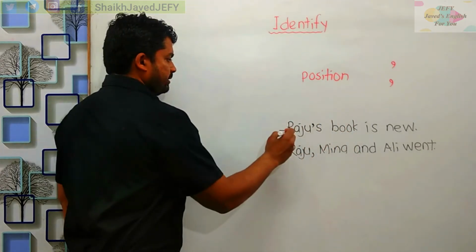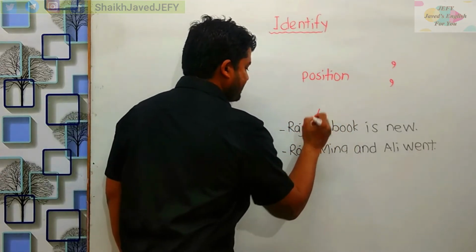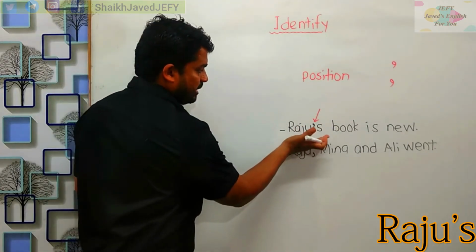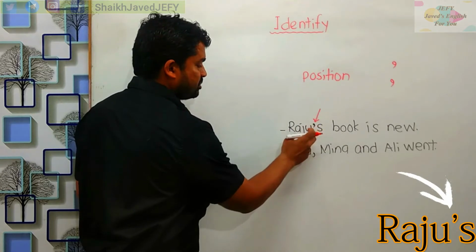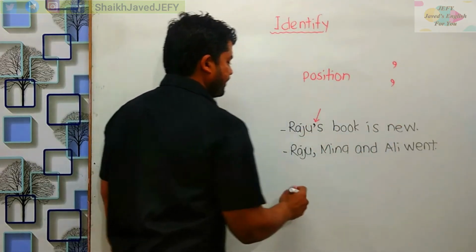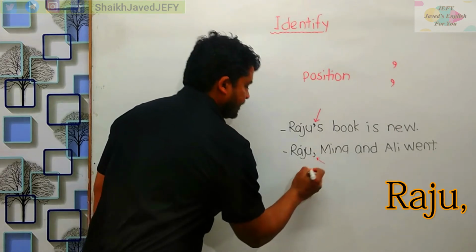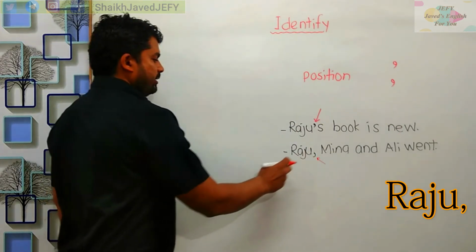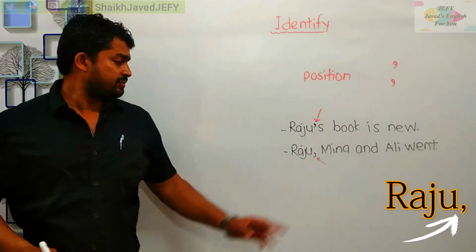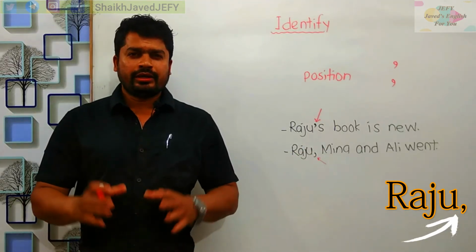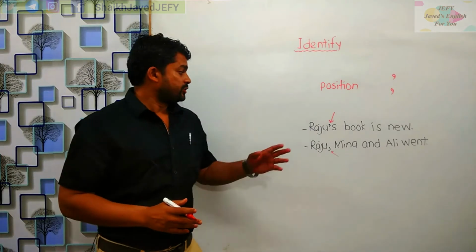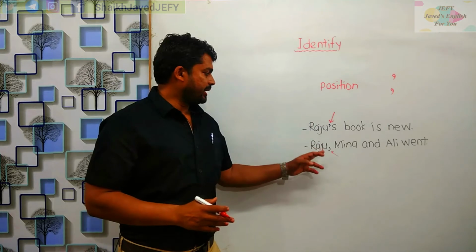Now look here, it's an apostrophe. Why? Because the position is a little upwards, okay? So this one is an apostrophe. "Raju's book is new." This one, as you can see, is a little bit at the bottom of the line. That's why this one is a comma. A comma is used to separate things, okay? So an apostrophe and a comma.